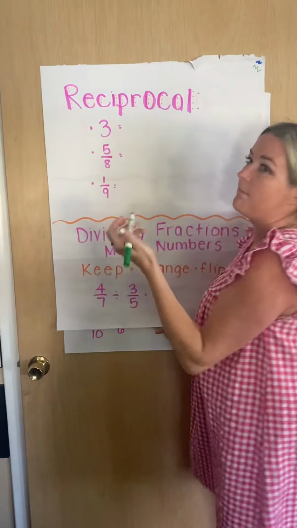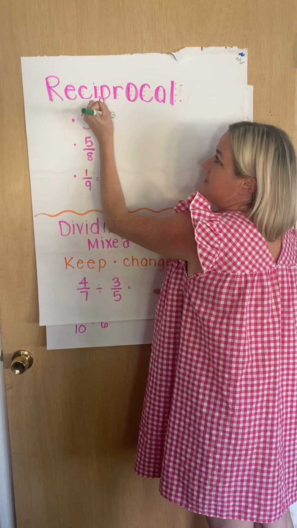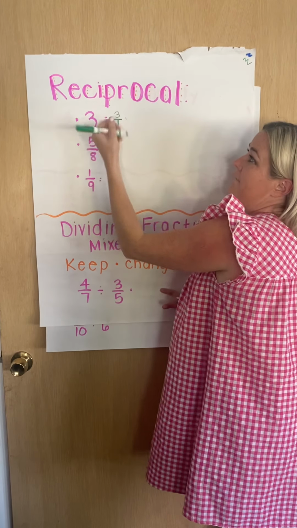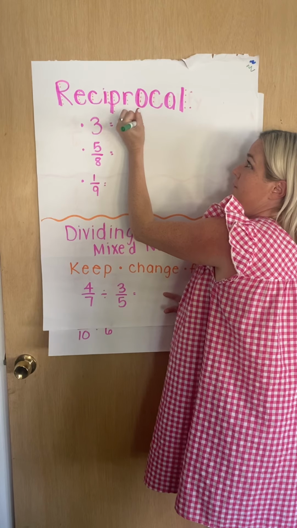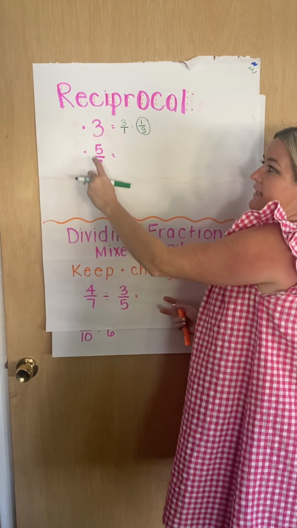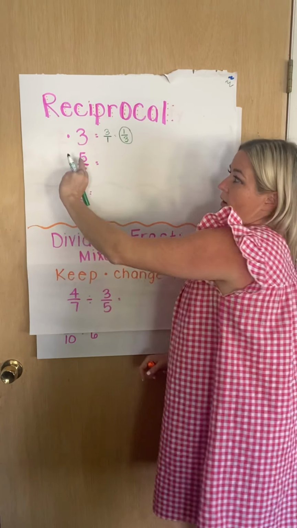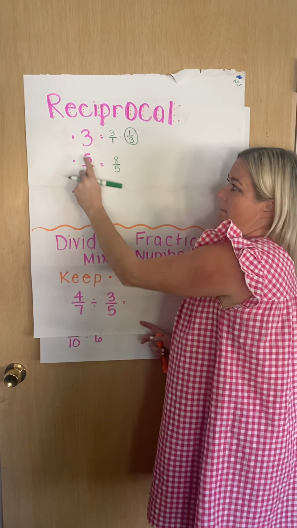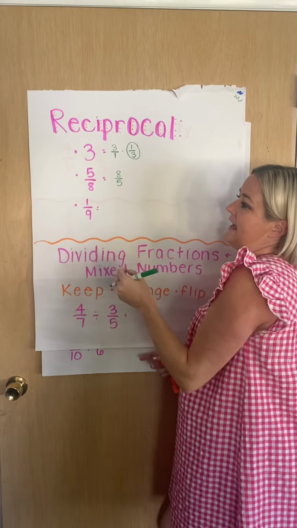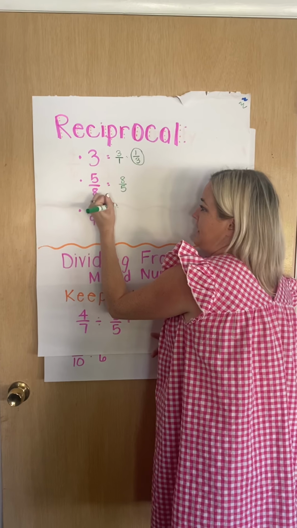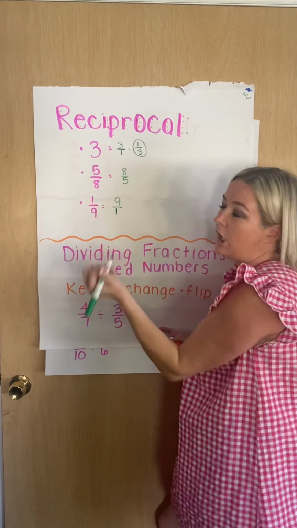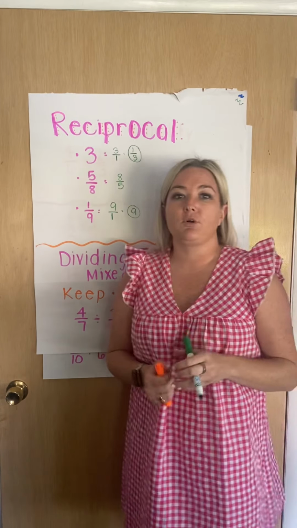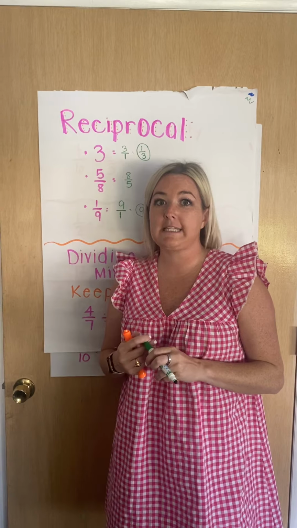So if I have the number 3, we know that 3 as a fraction is typically written as 3 over 1. So we have to do the opposite. The reciprocal of 3 would be 1/3. If I have 5/8, I'm going to flip my fraction, so it's going to be 8 over 5. It is the opposite of 5/8. And if I have 1/9, my reciprocal would be 9 over 1, or I could just write 9. Either is fine. We use reciprocals when we are dividing fractions and mixed numbers.